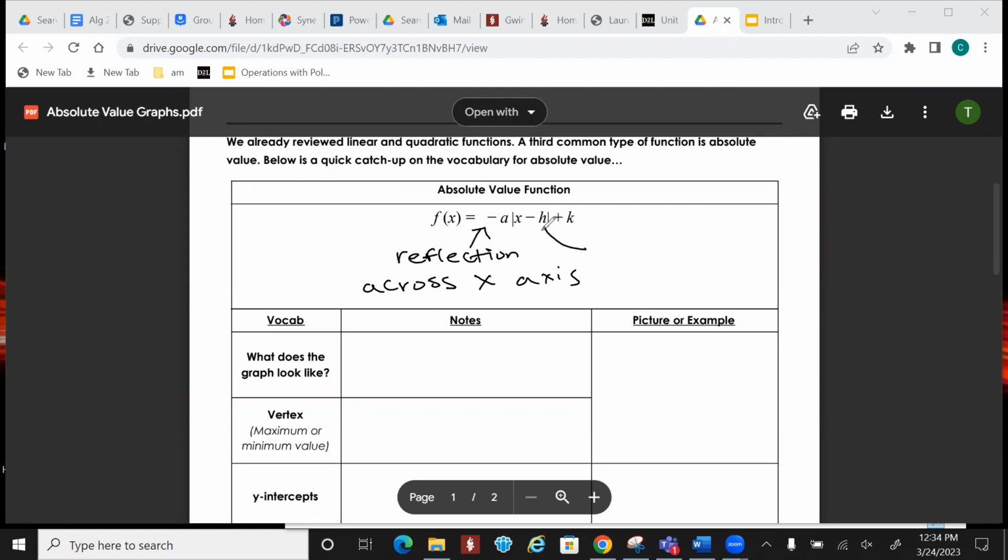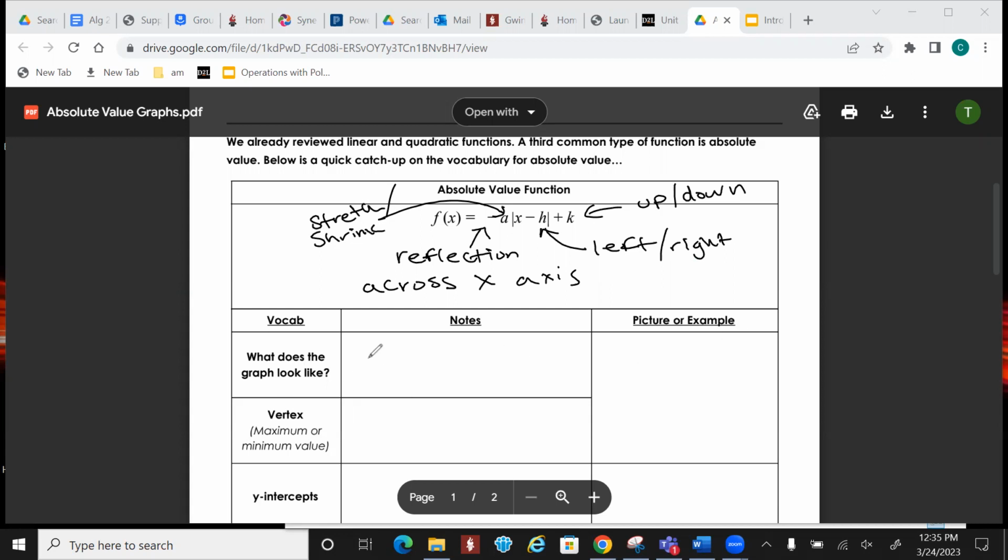The h is going to move it left or right. Remember, this is going to be the opposite of the sign. So if it says plus, it's moving left. If it's negative, it's going to move right. K is going to move us up or down. And a is going to be a stretch or a shrink, just like what we've had in the past. Nothing new. Negative is the reflection.